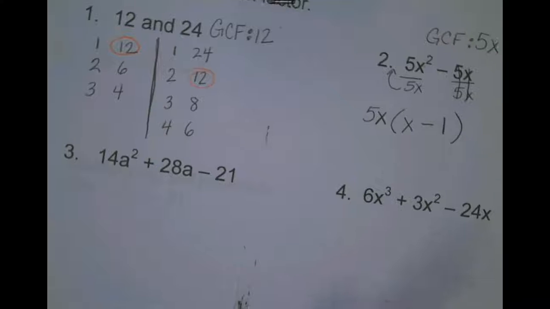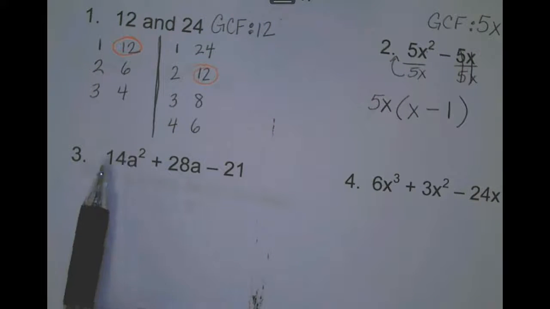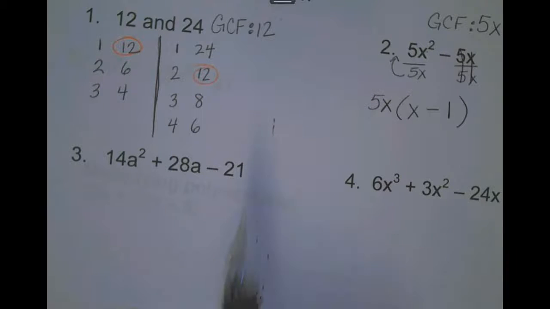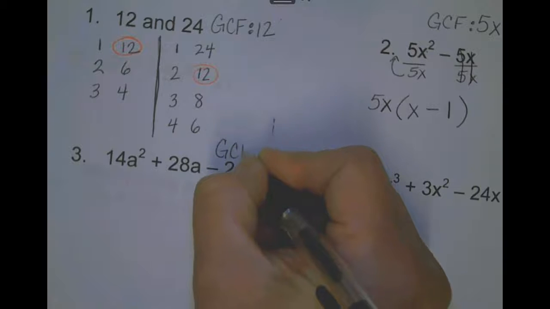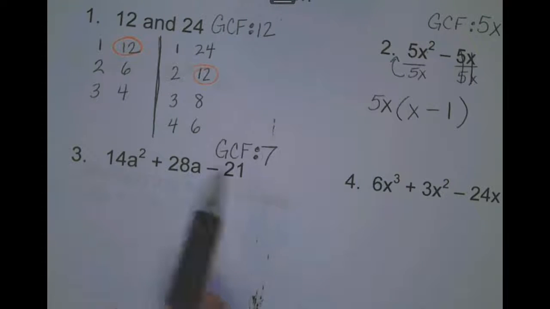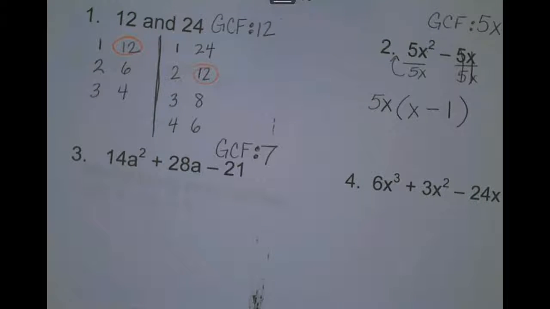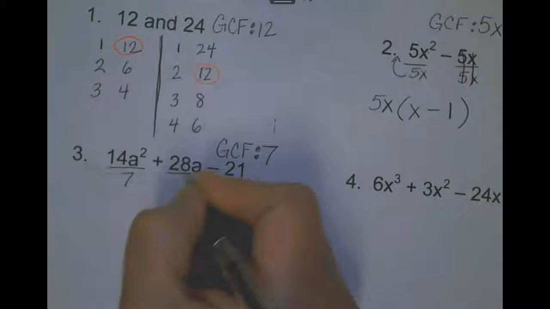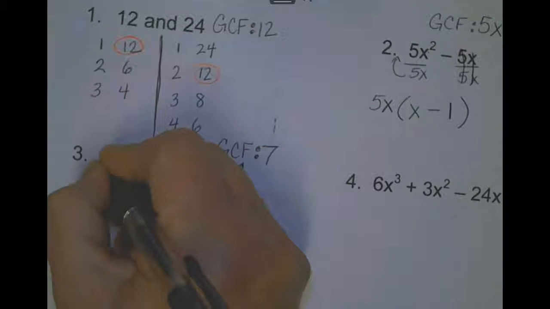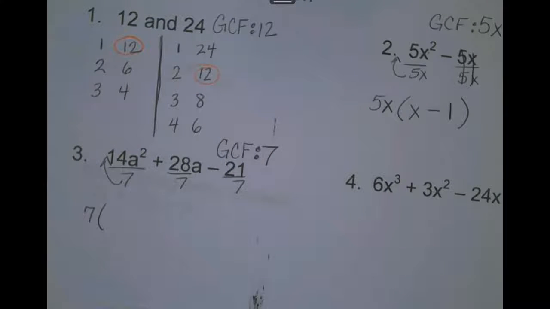So let's look at the next one. Is there a number that divides 14, 28, and 21? That would be what? Do all of my terms have a variable? Do they all have an a? No, I cannot factor out a variable because they don't all have a variable. The only thing I can factor out is a 7. It doesn't factor out and disappear. It comes out in front.